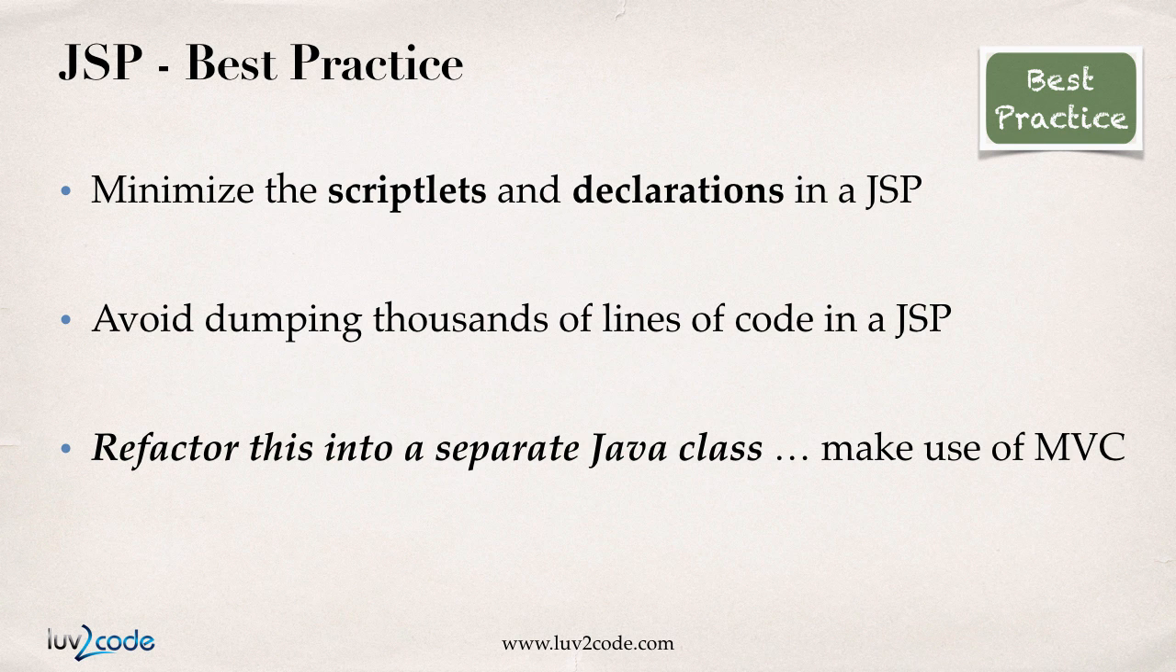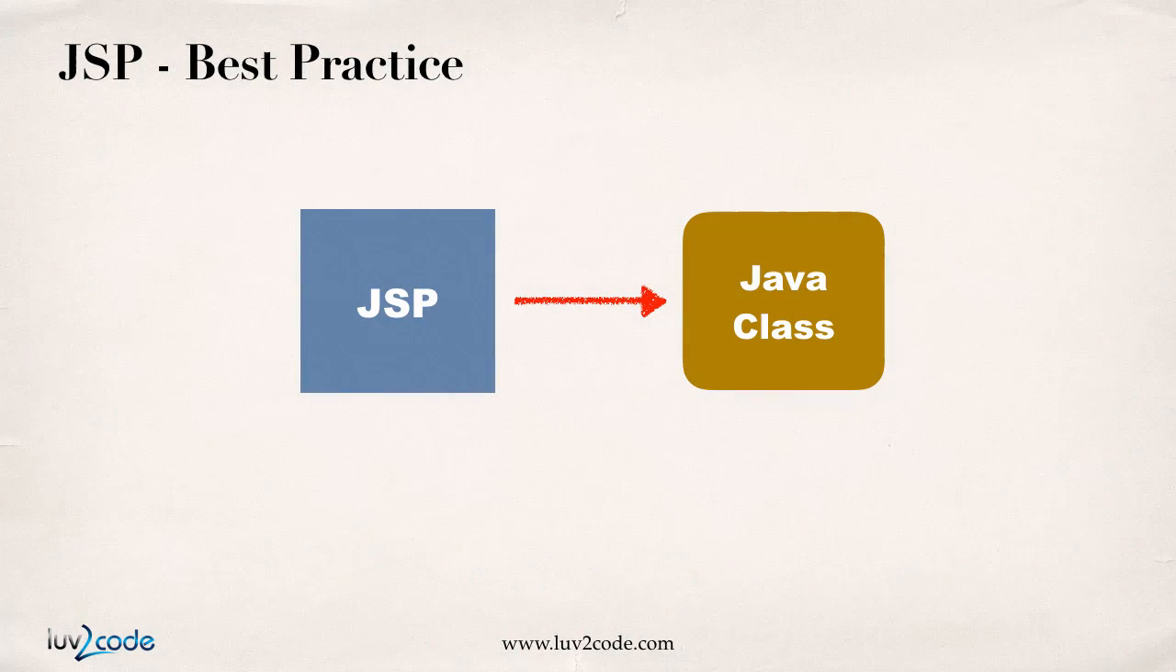So, in order to help with this problem, you can refactor your code into a separate Java class, or make use of MVC. So in this video, I'm actually going to show you how to refactor that into a separate Java class. What we're going to do is have a JSP file, and this JSP file is going to call a separate Java class. The Java class will have all of our code, all of our business logic, and so on, and the JSP can simply make a call, let the Java class do the heavy lifting, and then the JSP can get the results and continue on with its processing.